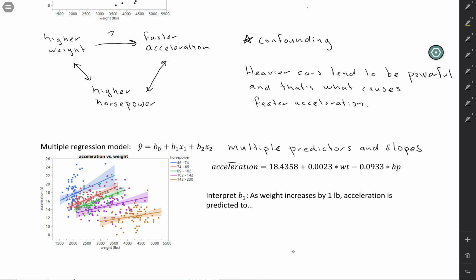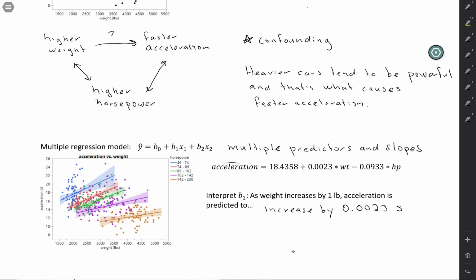So let's go ahead and interpret the slope related to weight again here. As weight increases by 1 pound, acceleration is now predicted to increase by 0.0023 seconds. So I think that's more in line with our intuition, that heavier cars actually take longer to accelerate.